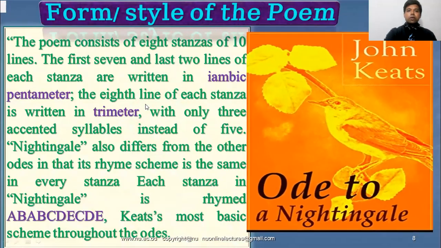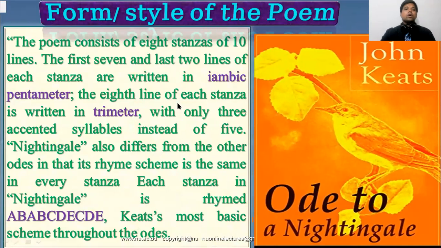Now I will show you the form or style of the poem. The poem consists of eight stanzas of 10 lines each. The first 7 and last 2 lines of each stanza are written in iambic pentameter. You have already learned that iambic means an unstressed and a stressed syllable, and pentameter means 5 feet. You will find this writing style in every stanza, and the eighth line of each stanza is written in trimeter, that is, 3 feet, with only 3 accented syllables instead of 5.